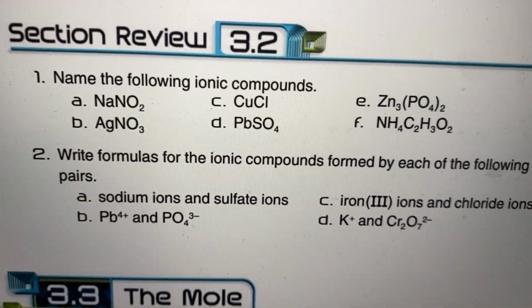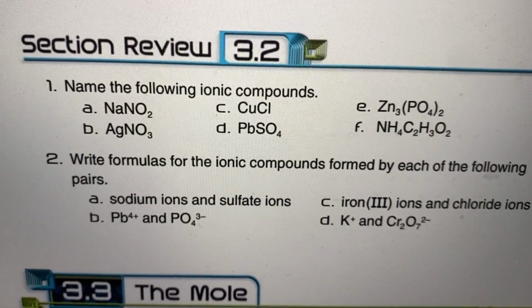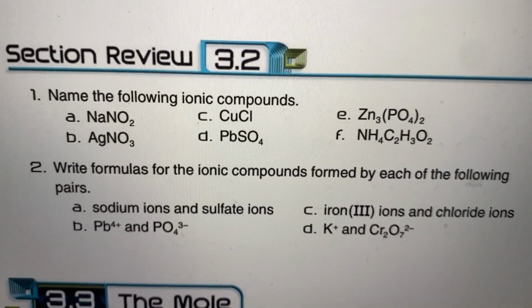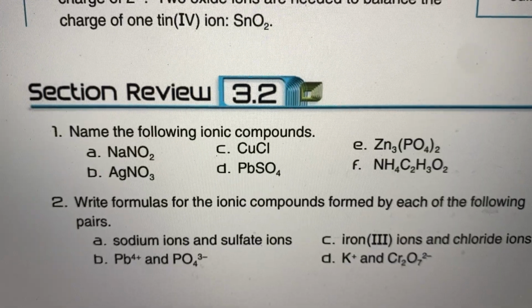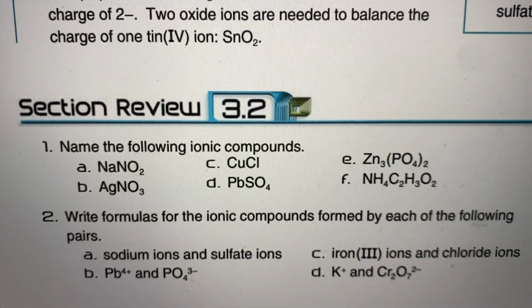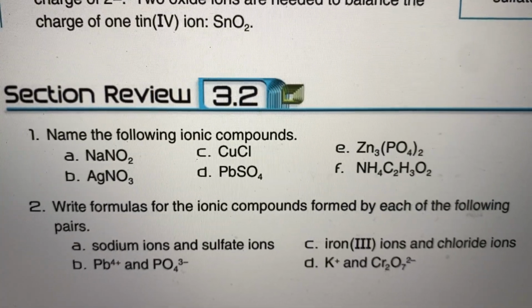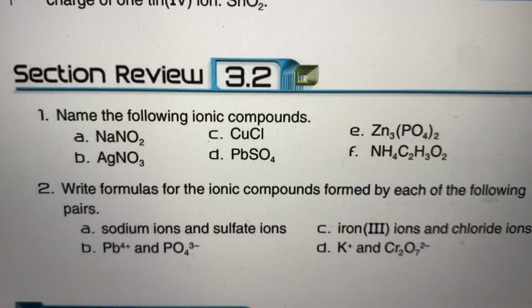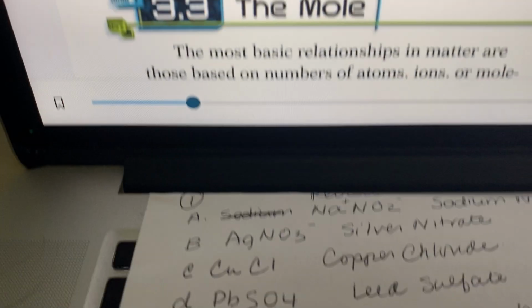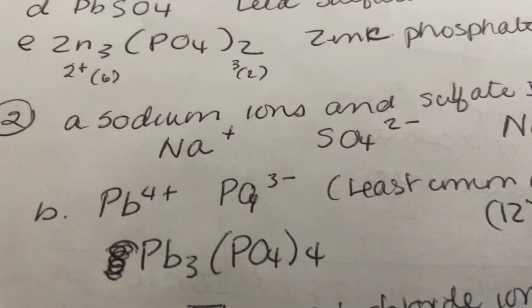Okay, write the formulas for the ionic compounds formed by each of the following pairs. Okay, this one I'm going to show it to you because I can't just write it out here. So sodium ions and sulfate ions is the first one, A. So let's go on down to number A.